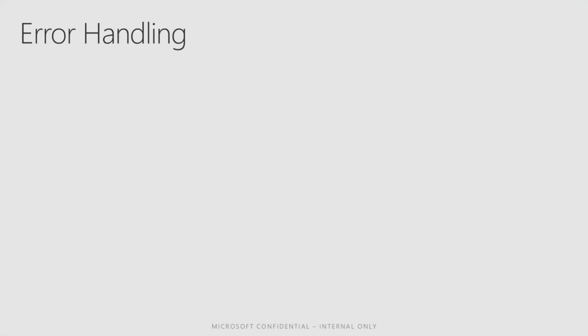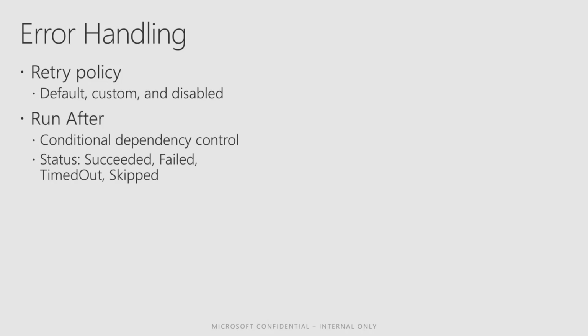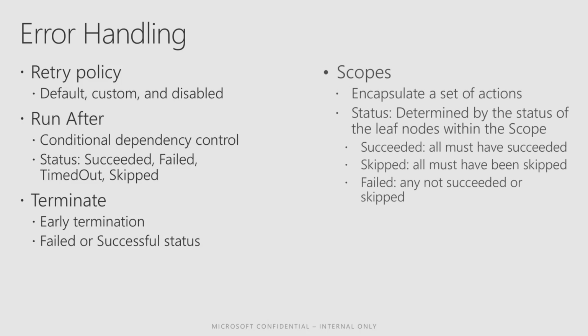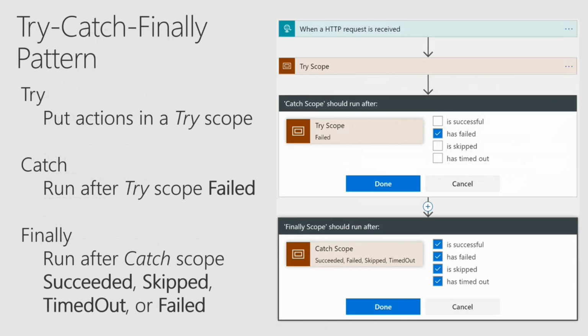So just a couple of quick patterns here. Like error handling, we have the ability to do error handling inside the workflow. So you've got a retry, you've got run afters, so you can do conditional dependencies there, and you'll get a status back. You've also got terminate, right? So if a certain thing happens, you can shunt out to a terminate action. You can also set scopes. So you can encapsulate a certain set or bring back with a status, so you can get a succeeded or skipped or failed. You can also do try catch finally.